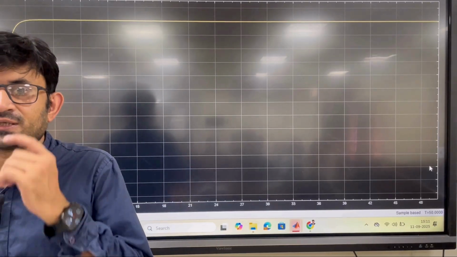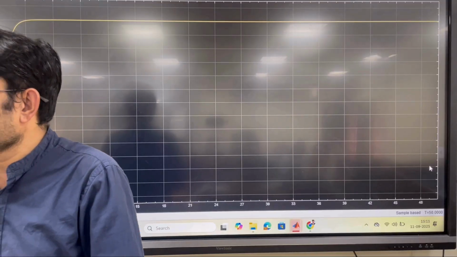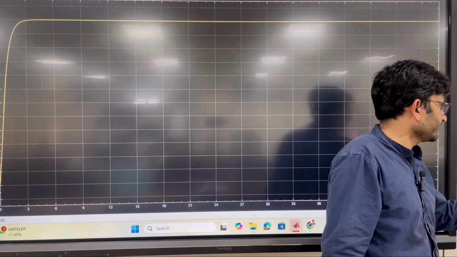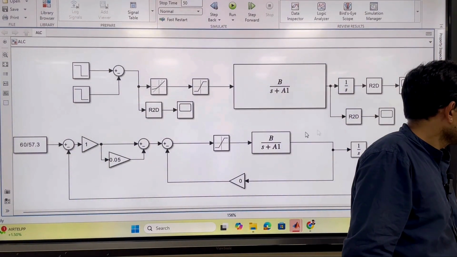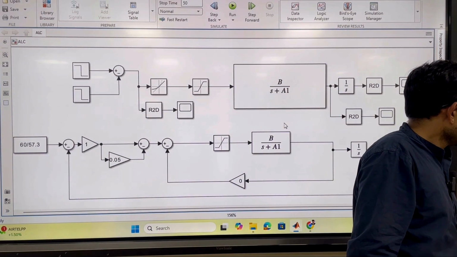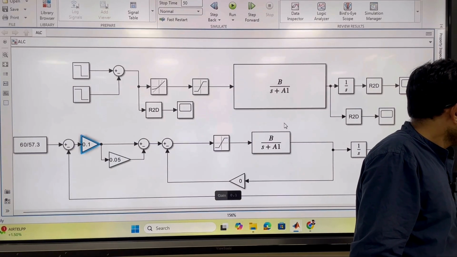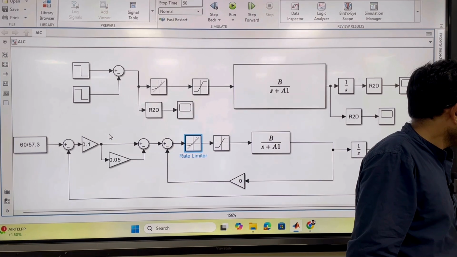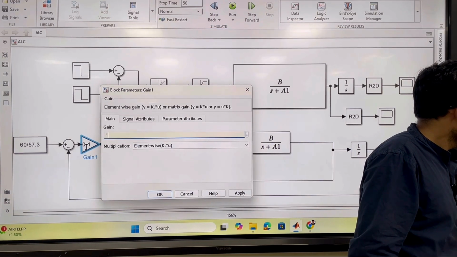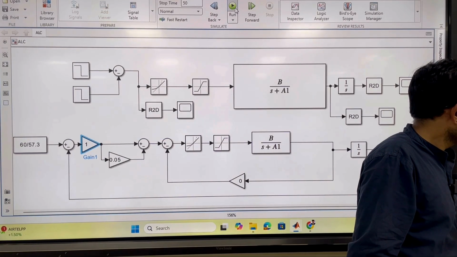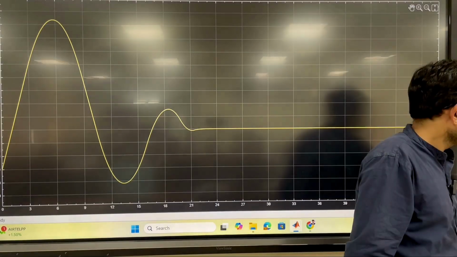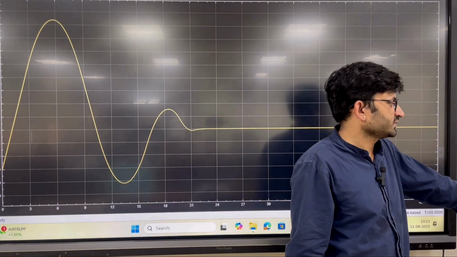So always in control design, try to include the physical limit. Always. Okay. Now I will put the rate limit here. See, this is the perfect response, right? Less than 3 seconds. People will be happy. I have designed the roll control. I am just putting the rate limit here. Rate limit, and this gain was 1, right? See this kind of response.